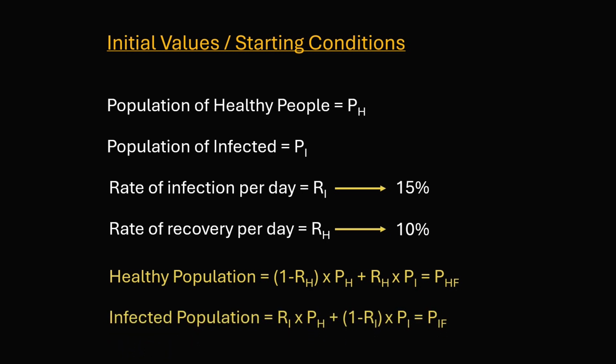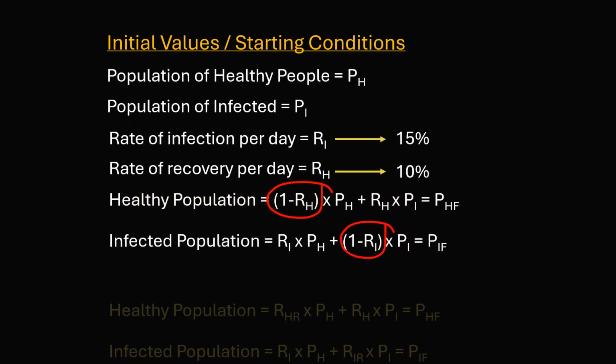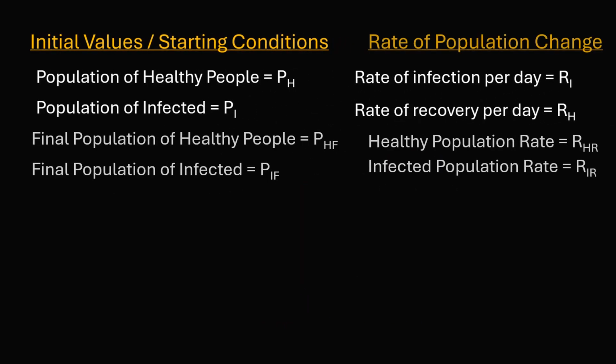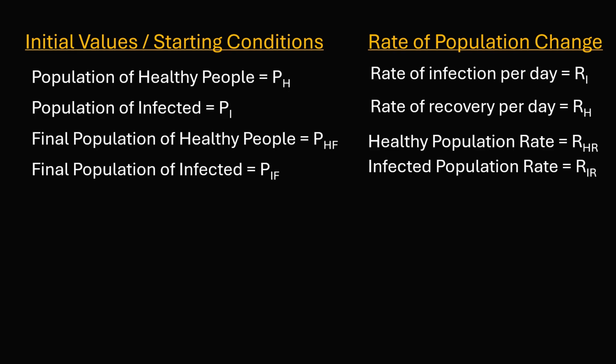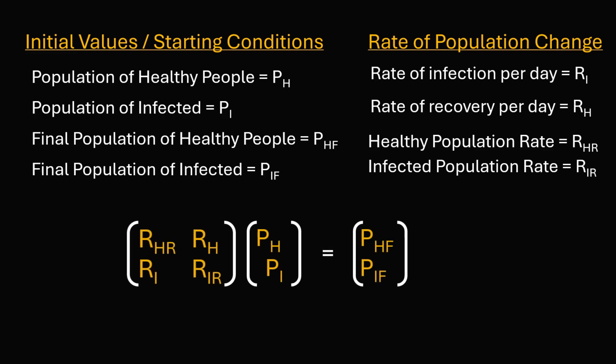Now pHf and pIf are the healthy population and infected population. And these population numbers will change every day because people will keep getting infected and some will recover. To further polish the equations, I can write them as this, where Rhr is 1 minus Rh and Rir is 1 minus Ri. So the healthy population rate is Rhr and the infected population rate is Rir. And the matrices will now look like this with the variables.